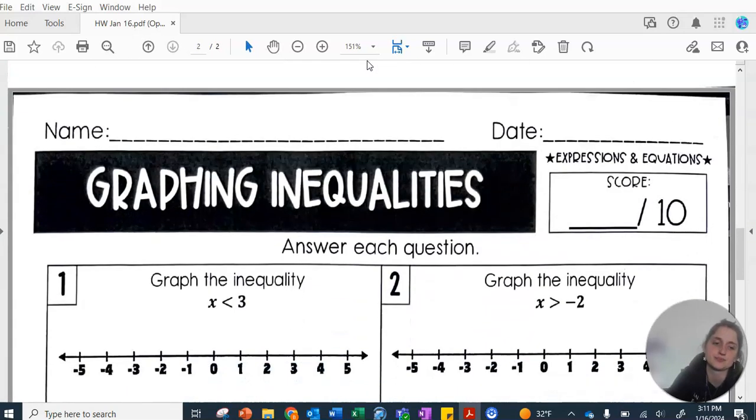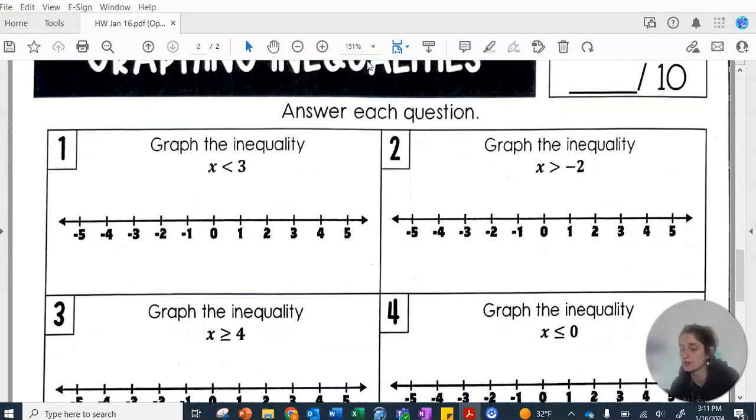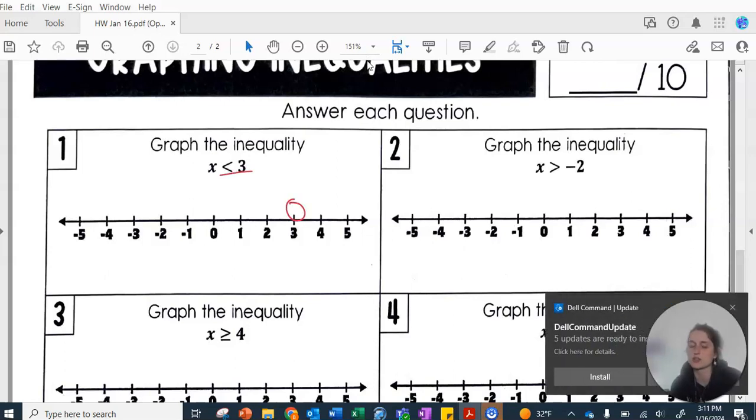On the back, you don't even have to do any isolating. This side is already isolated for you. You're literally just graphing them. So, for example, I already have my solution set here. It's going to be a circle on 3. Based on the fact that there's no or equal to line, it's going to be an open circle.